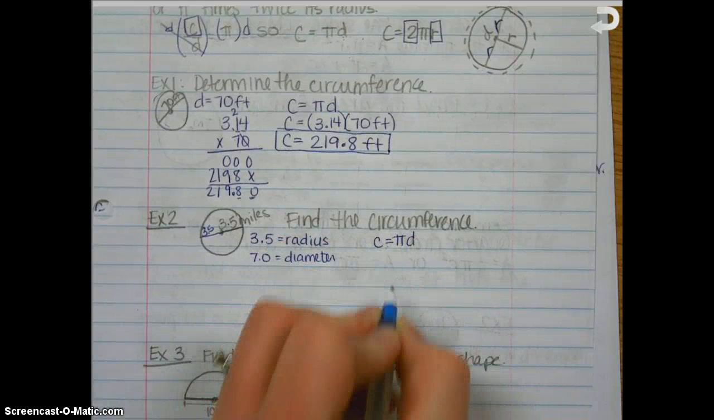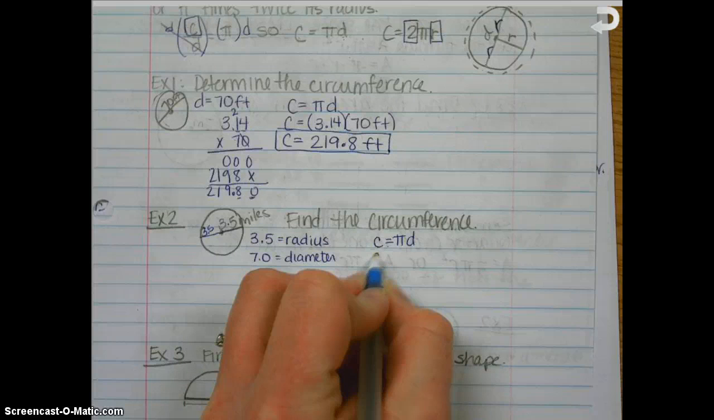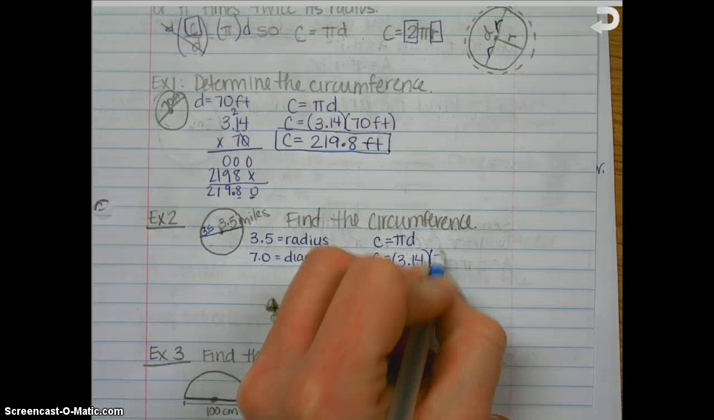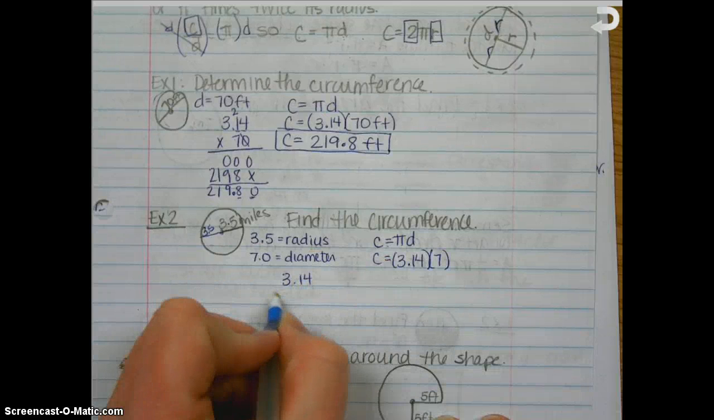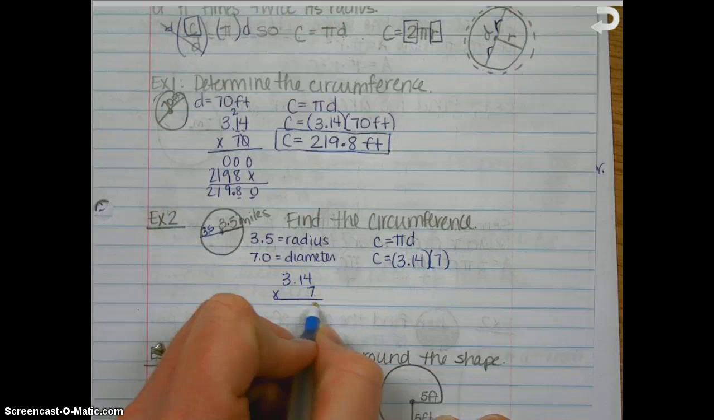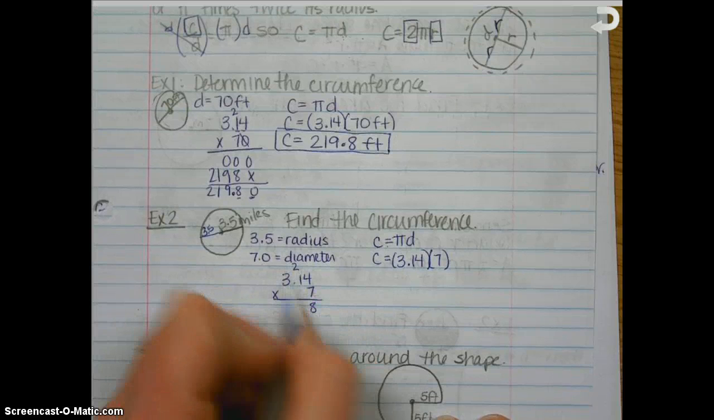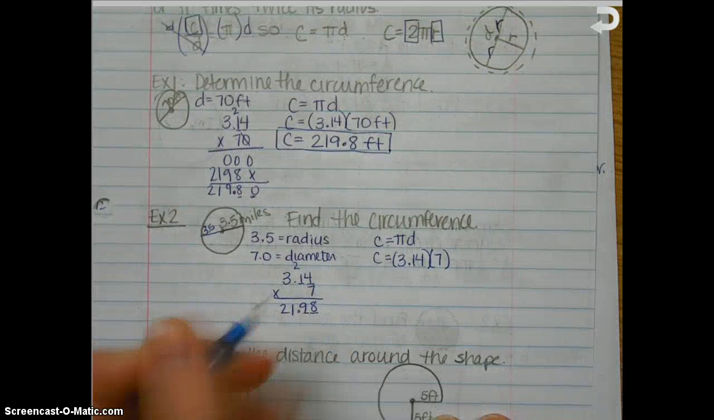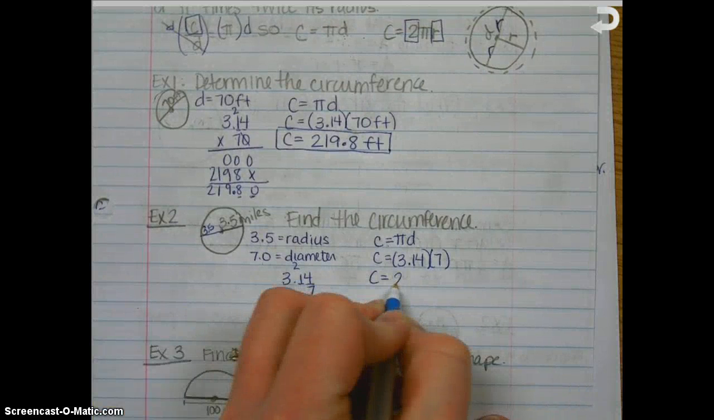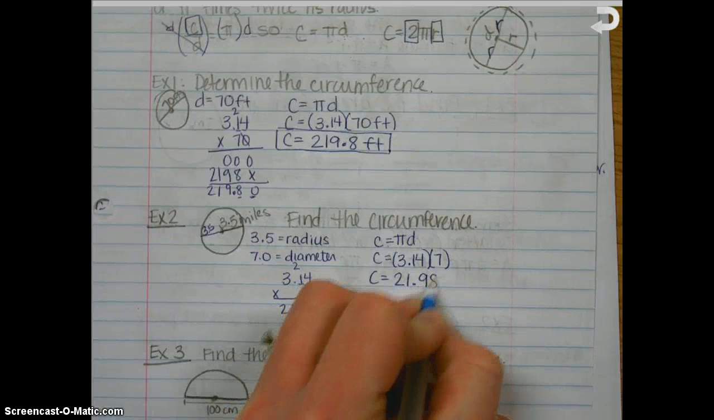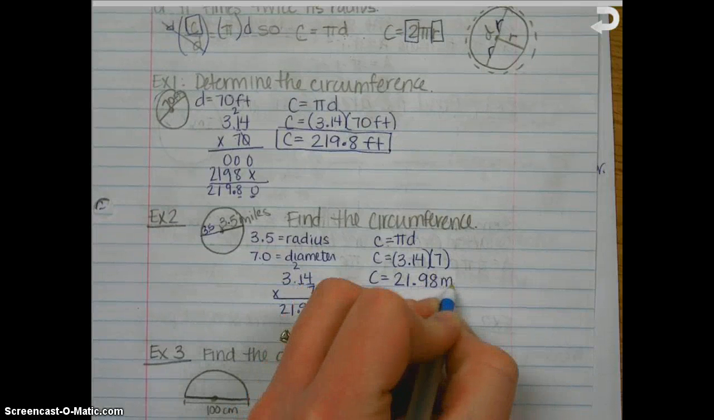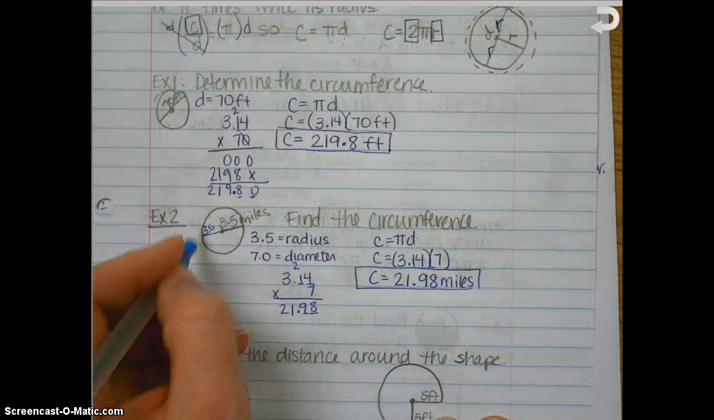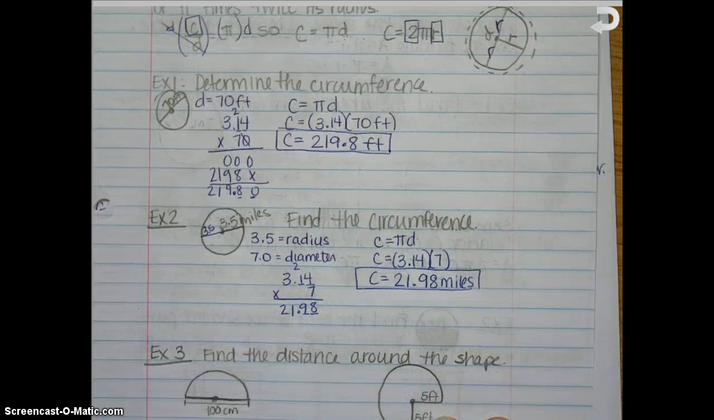Circumference is equal to pi times diameter. Remember, pi is 3.14. My diameter is 7. So now I'm just going to multiply them. 7 times 4 is 28. 7, 8, 9, 21. 2 decimal places, 2 decimal places. So my circumference is 21.98 miles. So if I wanted to go one time around that circle, it'd be 21.98 miles, almost 22 miles.